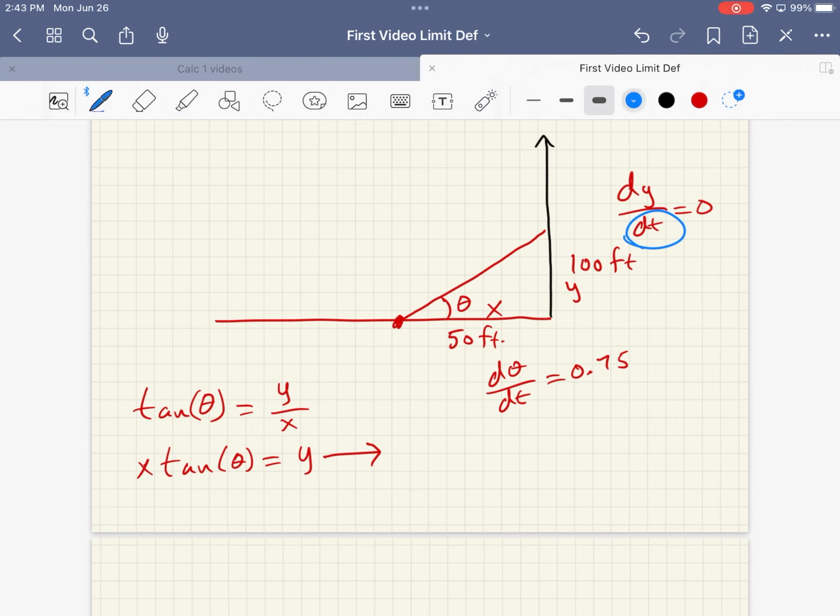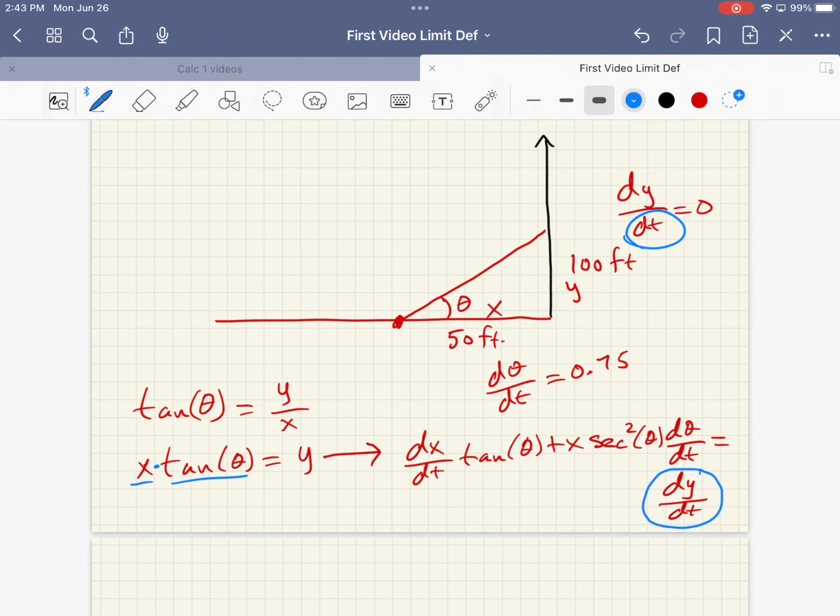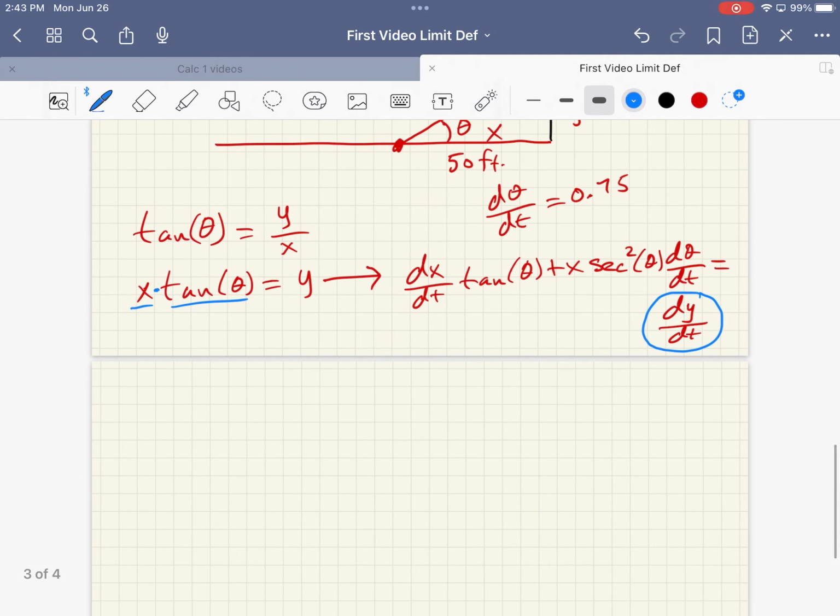So I'm going to do the product rule here. This is a product between two functions, so I would have dx dt times tangent of theta plus x times secant squared of theta d theta dt equals dy dt. And keep in mind that dy dt is what I want to find. So I've got to be able to fill in the rest of that.